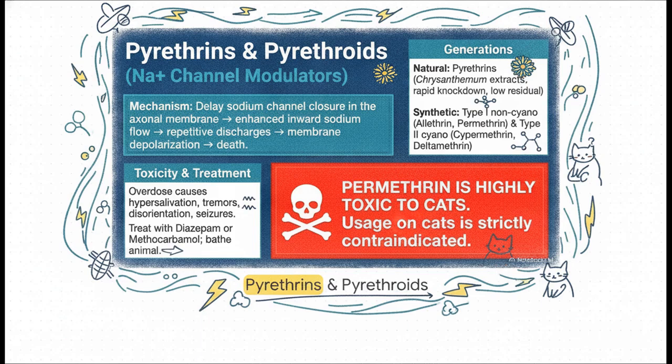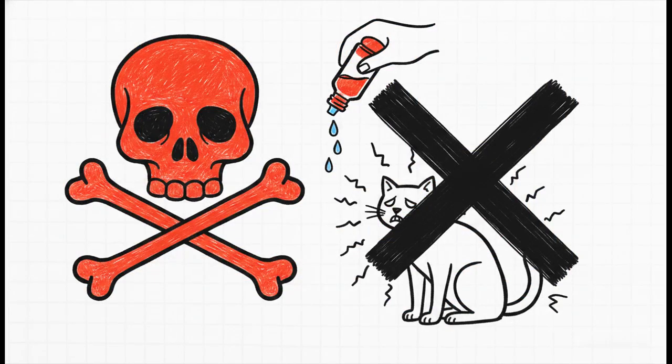And while they have remarkably low toxicity for a lot of mammals, I literally need you to pause and lock this into your brain right now. Permethrin is highly, highly toxic to cats. Never, ever use it on felines. This is a fatal clinical error that happens way too often when well-meaning owners accidentally apply dog flea medication to their cats. It triggers severe tremors, violent seizures, and it can absolutely be lethal. Please, do not forget this.